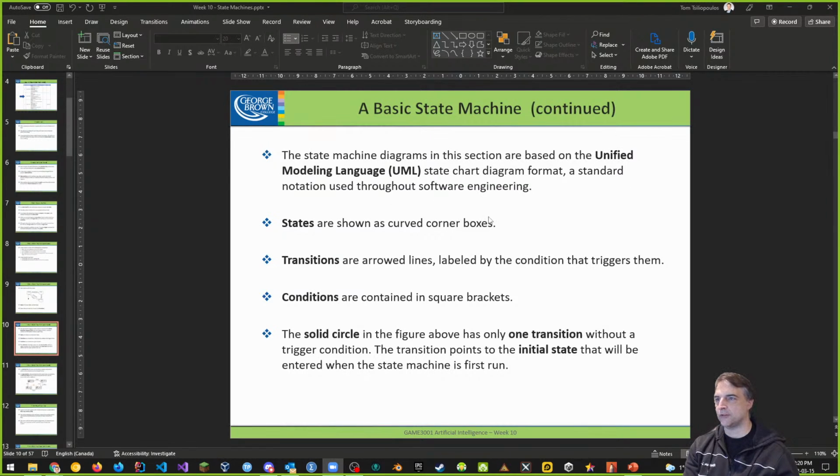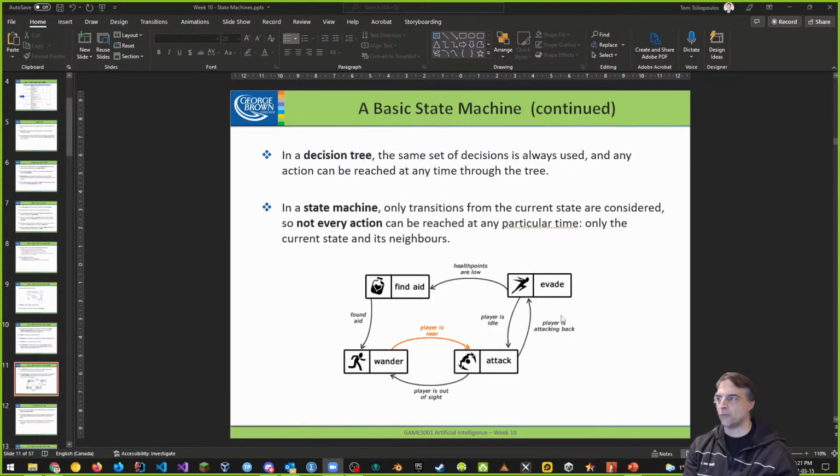So again, we just talked about this diagram. We're using UML, which is Unified Modeling Language. States are shown as curved boxes. Transitions are arrow lines, and conditions are contained in square brackets. The solid circle is the starting state, the initial state. So really, in a decision tree, the same set of decisions is always used every single time, and any action can be reached at any time through the tree. In a state machine, only transitions from the current state are considered. So not every action can be reached at any particular time, only the current state and its neighbors.